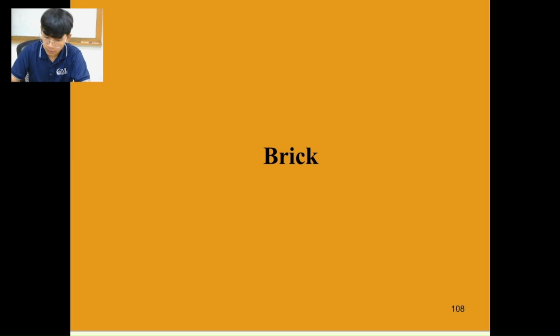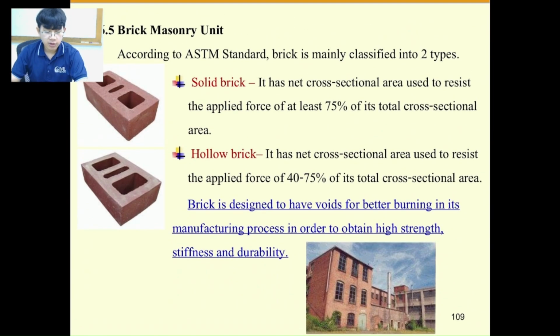So 6.1, basically, we have three more materials to cover. We have brick, we have aluminium, and then lastly is going to be the FRP. So the brick, we have just two types of brick, and we classify them by their resistant area.